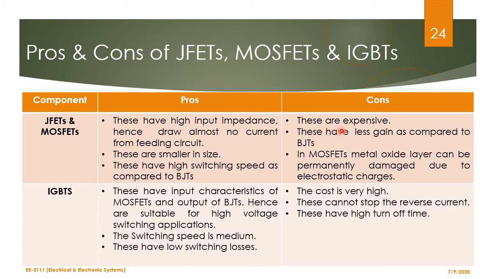And these are expensive, having less gain than BJTs, and in MOSFETs, the metal oxide layer can be damaged due to electrostatic charges. In IGBTs, the input characteristics are of MOSFETs and the output of BJTs, so they can be used in high voltage switching applications with medium switching speed and low switching losses, but they are very high cost, cannot stop the reverse current, and have high turn off time.